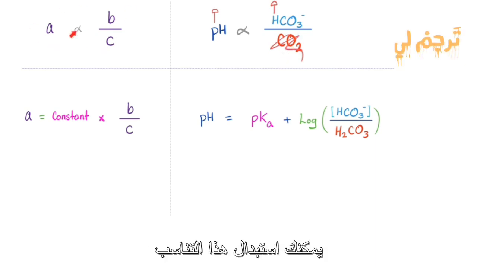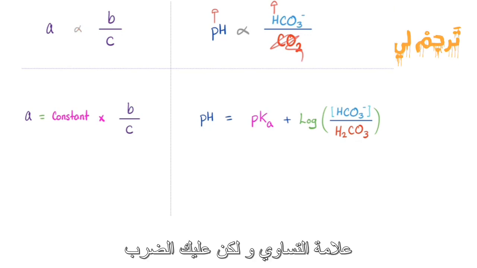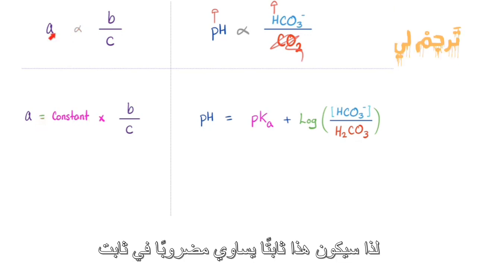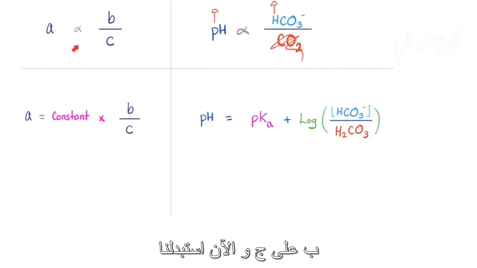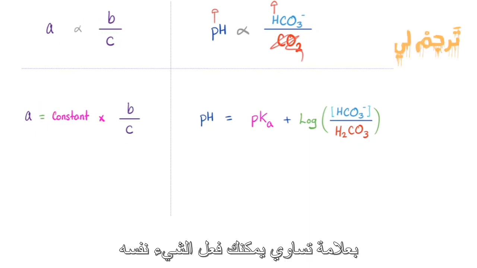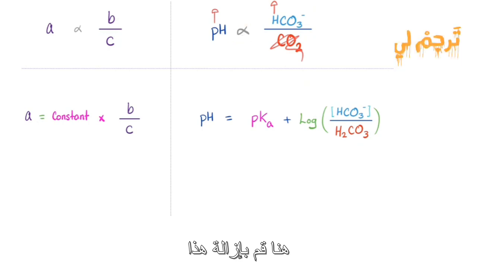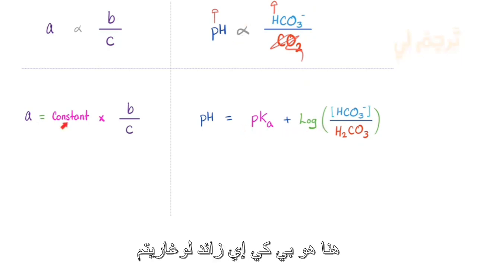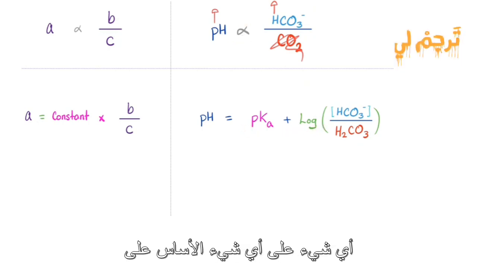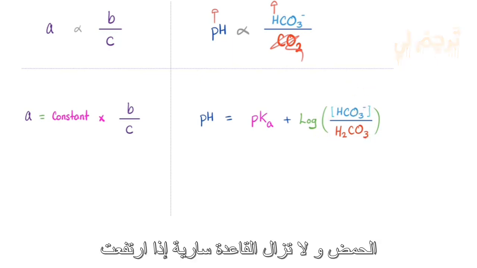Nice. You can replace this proportional sign with equal, but you have to multiply by a constant. So this will be A equals constant times B over C. And now you have replaced this with an equal. You can do the same thing here. Remove this and we'll replace it with a constant. The constant here is pKa plus log of whatever over whatever, the base over the acid, and the rule still applies.